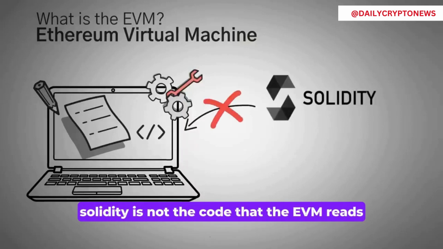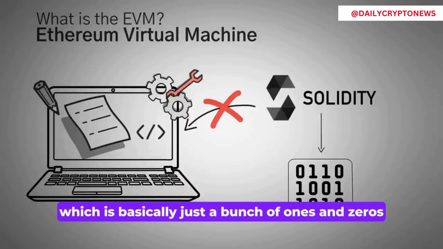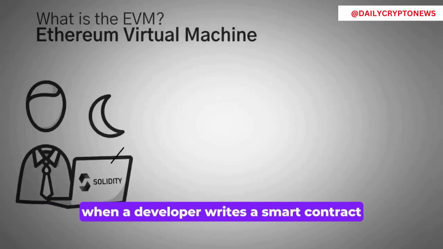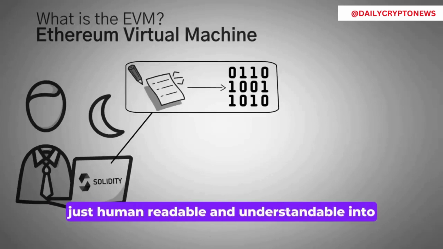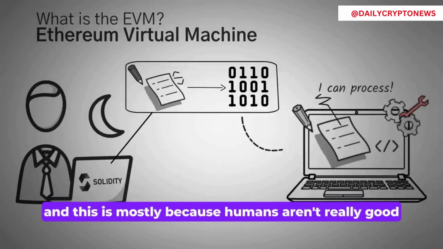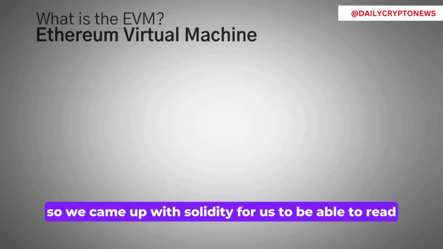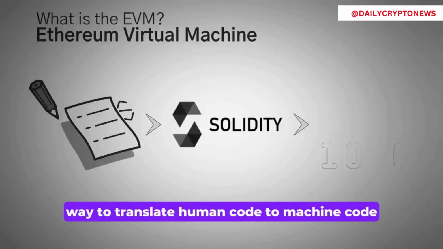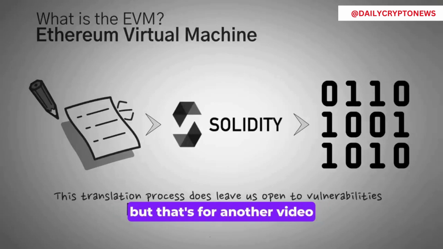Solidity is not the code that the EVM reads and processes though. The EVM reads something called bytecode, which is basically just a bunch of ones and zeros. You probably already knew that computers do math in binary or ones and zeros though. When a developer writes a smart contract, they must compile it. This is a term meaning they turn the Solidity language code, which is human readable and understandable, into bytecode so that the EVM can understand it and read it. And this is mostly because humans aren't really good at reading a bunch of ones and zeros. So we came up with Solidity for us to be able to read and write code much more effectively. Essentially, this compiling process is just a way to translate human code to machine code. As I mentioned earlier, this translation process does leave us open to vulnerabilities, but that's for another video.